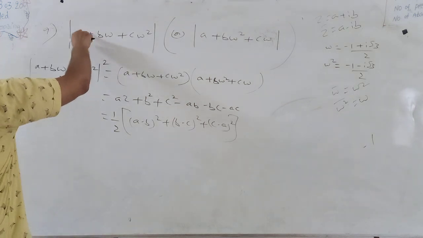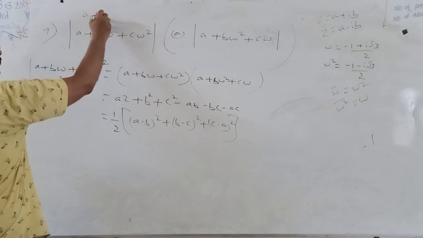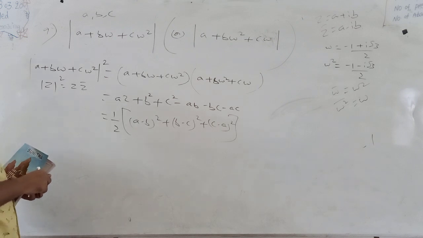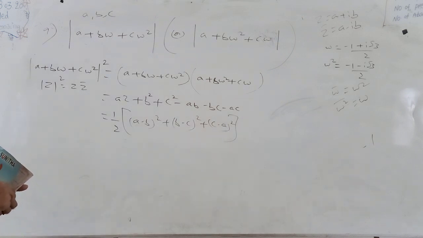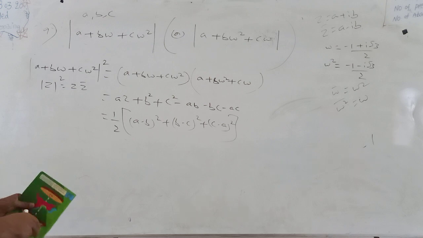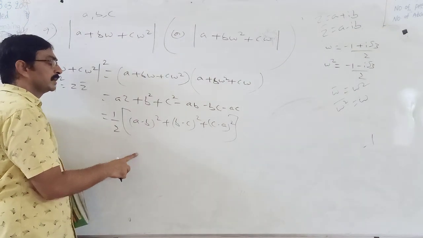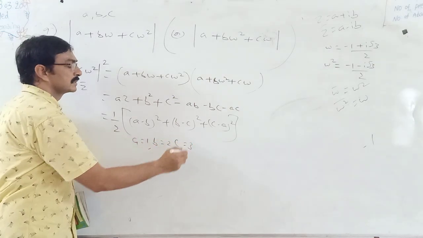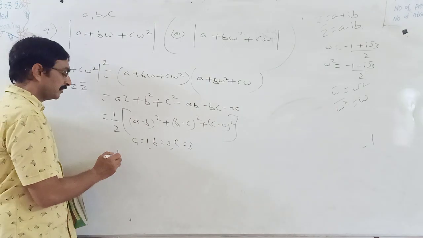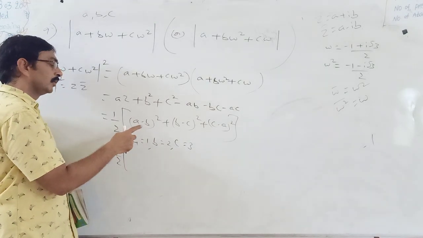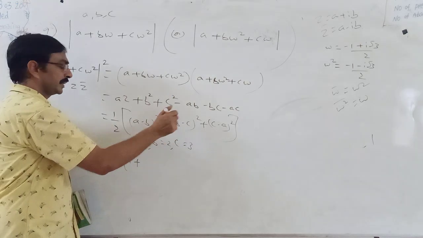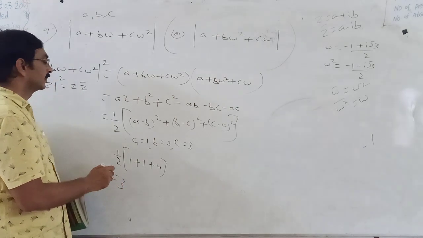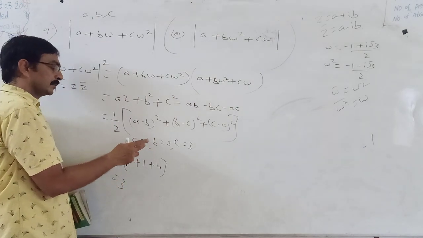Now, here the conditions of ABC. ABC are distinct positive integers. Not positive integers, ABC are different integers. So by trial and error, for A equal to 1, B equal to 2, C equal to 3, its value is 1 by 2 into (1 minus 2) whole square, (2 minus 3) whole square, (3 minus 1) whole square. 6 by 2 is 3. You can check this one.